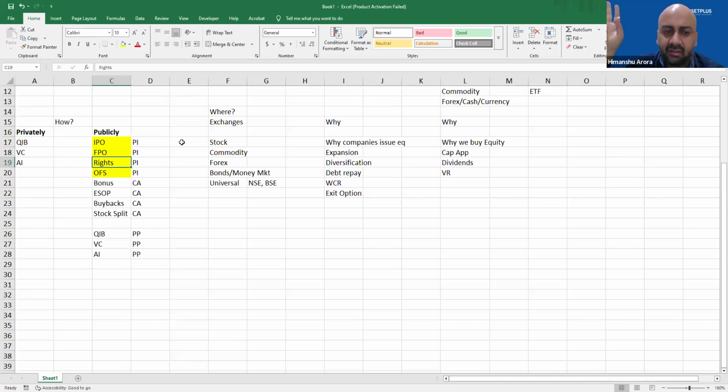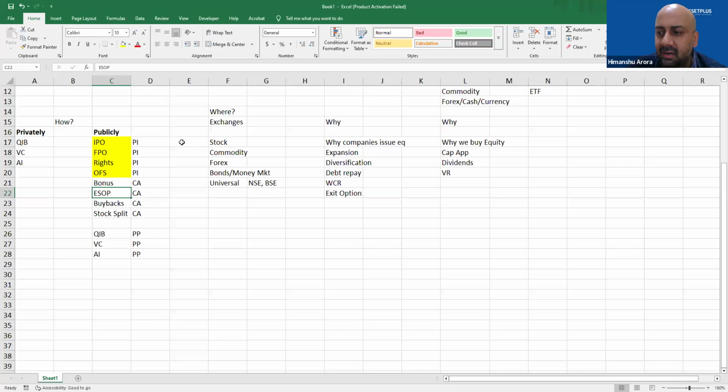Whenever not the company but the existing shareholder sells the shares to the common public, as in the large chunk of shares, it is called offer for sale. When the government does this offer for sale, we generally call it disinvestment or divestment. Whenever the company, instead of giving you dividend in the form of cash, gives it to you in the form of shares, like for every 10 shares, you are given one extra share, it is called bonus.